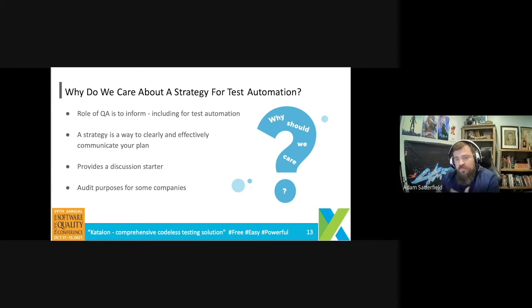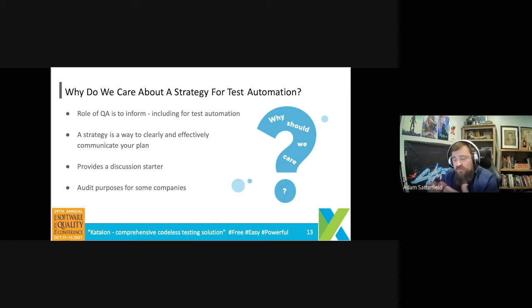Additionally, building upon the communication piece, it provides a discussion starter where you can say, hey, we would love to do this. We believe this is a good idea. Here's the reasons why. Here's how it ties into the business. And it allows you to springboard onto potentially a proof of concept or the ability to develop or bring a new technology into the company.